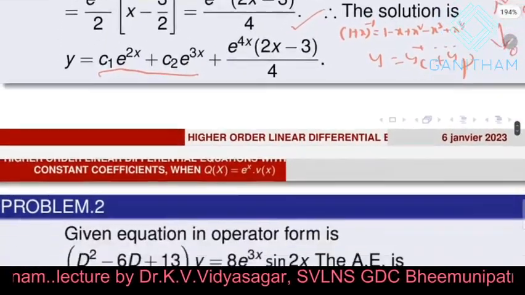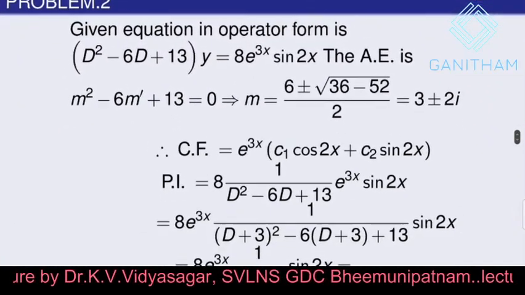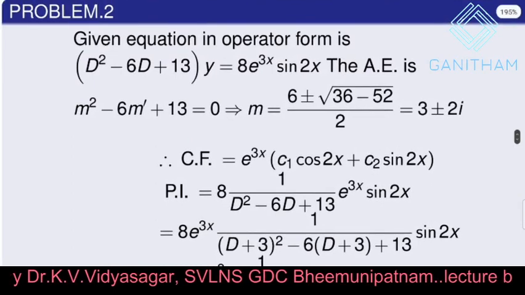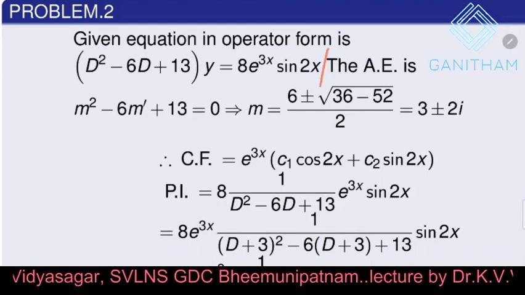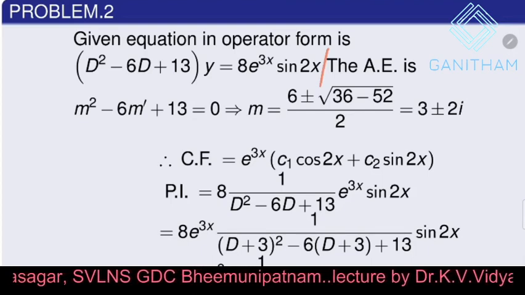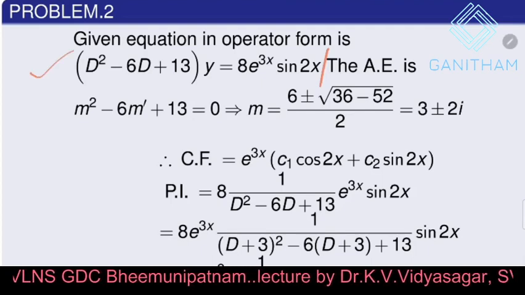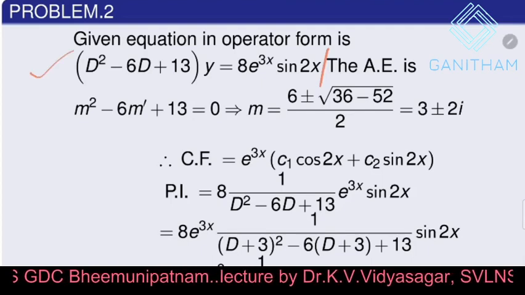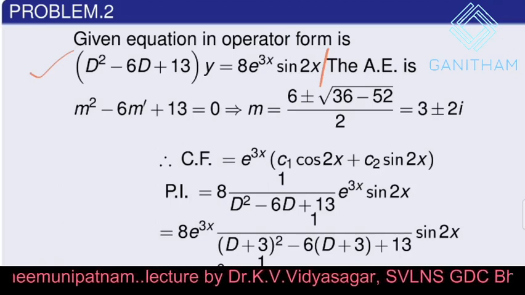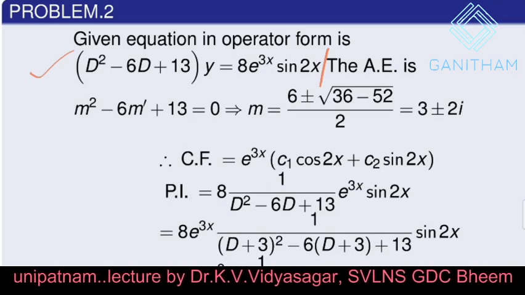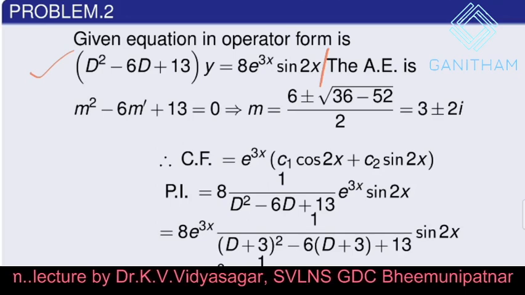Now second problem. The given equation in operator form is f of D into y equals Q of x. So (D square minus 6D plus 13) into y is equal to 8 into e to the power of 3x into sin 2x. This is known as operator form. So f of D is D square minus 6D plus 13, and Q of x value is 8 into e to the power of 3x into sin 2x.